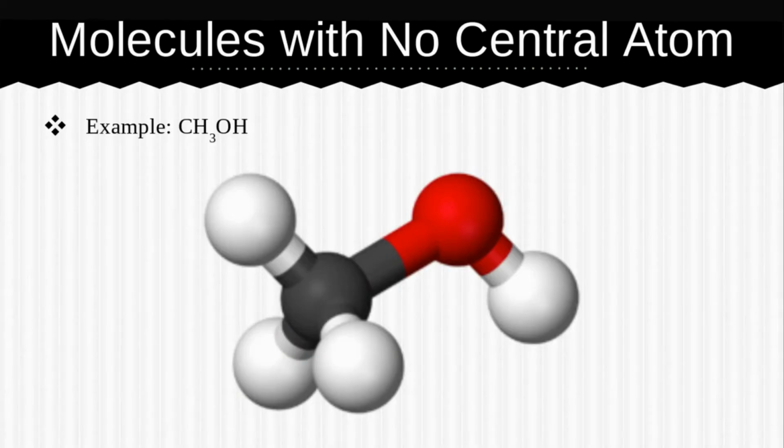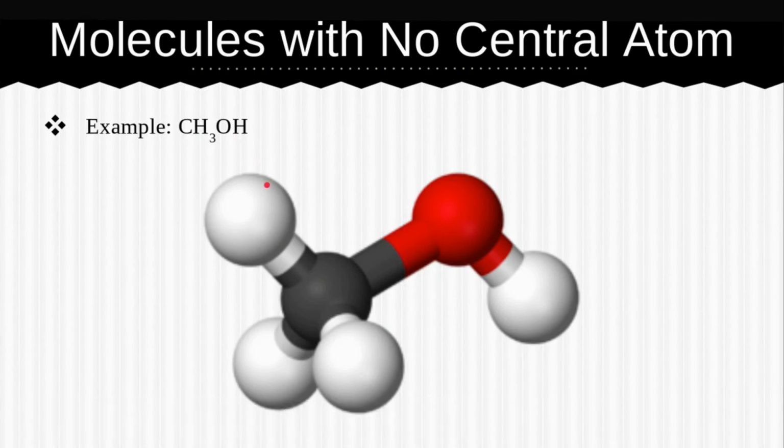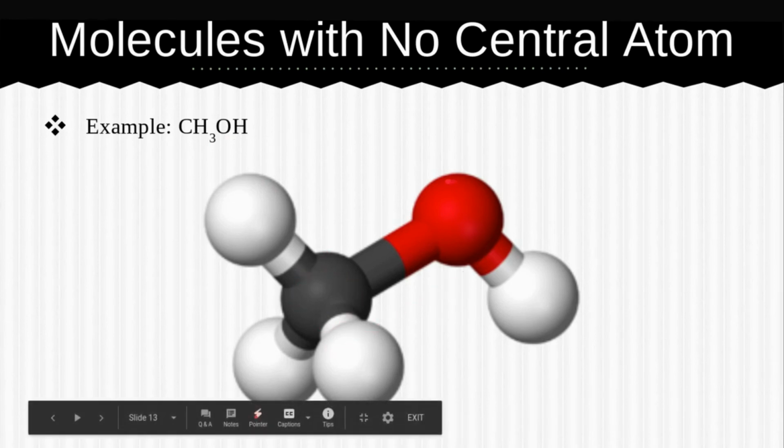So some molecules have no central atom, or it seems like they have multiple central atoms. So in order to figure out the shape of it, we need to look at the different central atoms that could be considered central in the molecule. So for example, CH3OH is one that has two atoms that could be considered central. So we have the carbon here and the oxygen here in red.